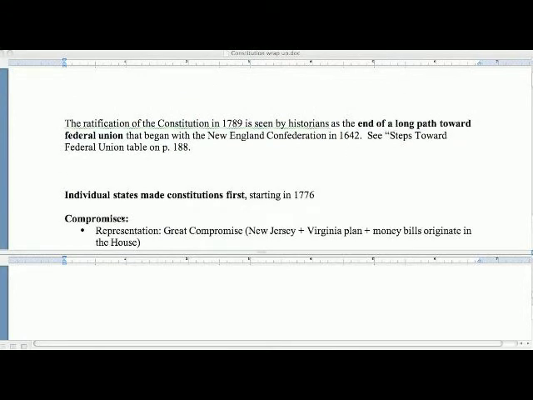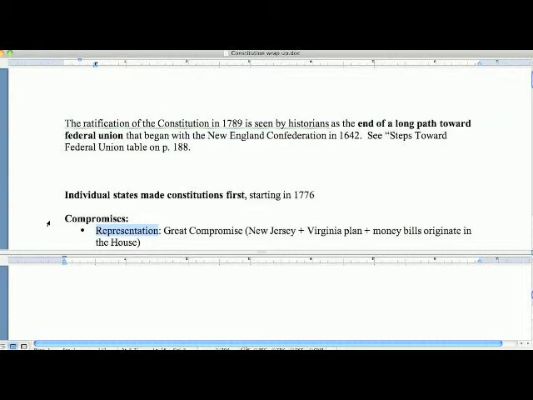There are two important areas of compromise in the body of the Constitution. The first is around representation in the House of Representatives, and it's called the Great Compromise. It involves the combination of the small state or New Jersey plan and the large state or Virginia plan, which led to two senators per state, and representatives in the House being allotted according to population in the states.